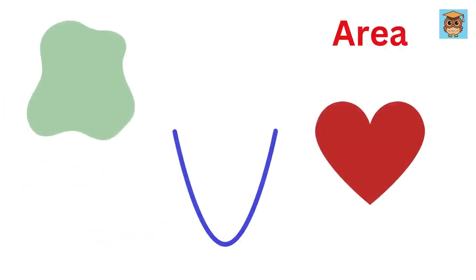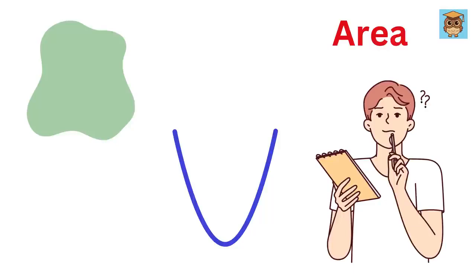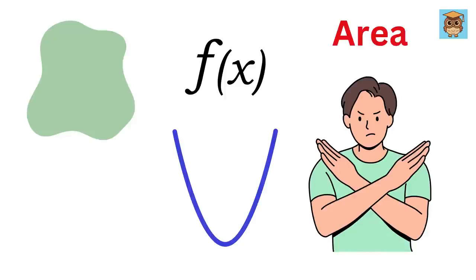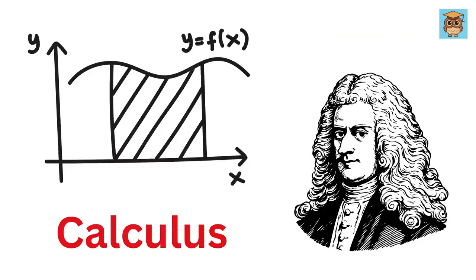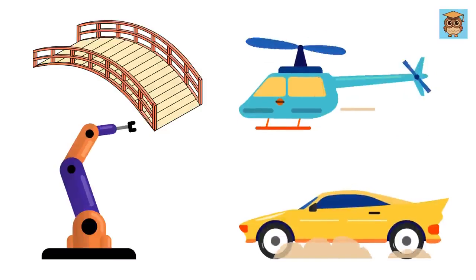But what happens when the shape isn't so simple, like a curve? How do we calculate areas in those cases? We don't have a direct formula for those cases, and this is where calculus comes into the picture.